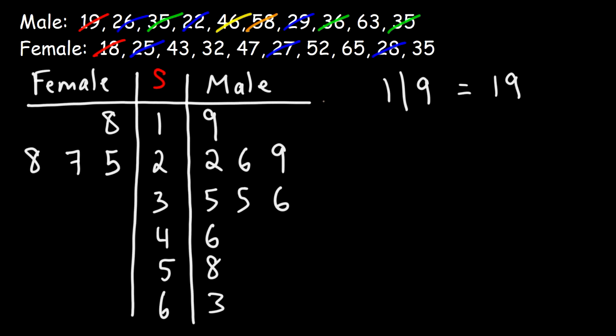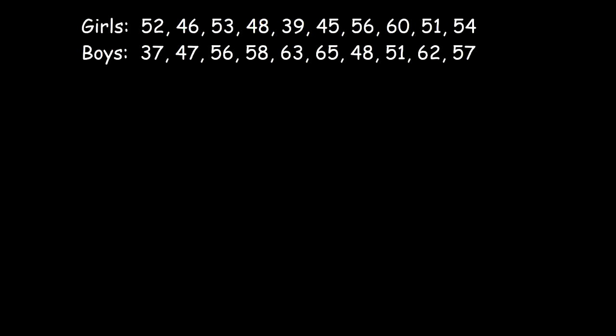Now next we have 32 and 35. So we're going to write 2 and 5 in the third row. After that, we have two numbers in the 40s, 43 and 47. And then we have 52, and finally 65. So that's how you can make a side-by-side stem and leaf plot.